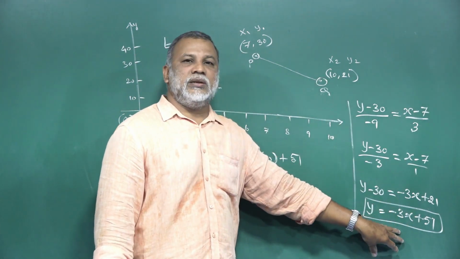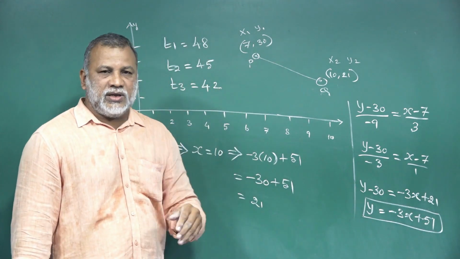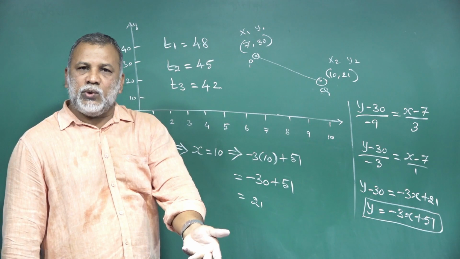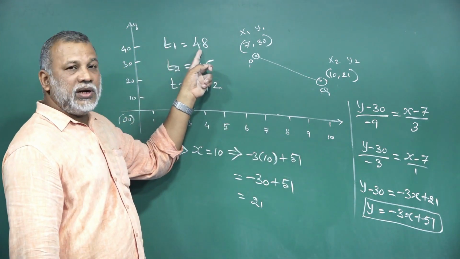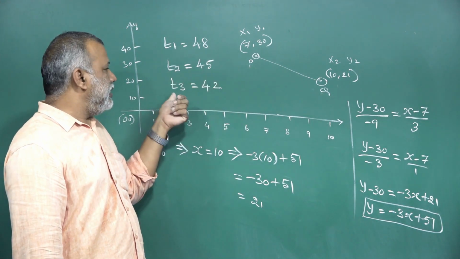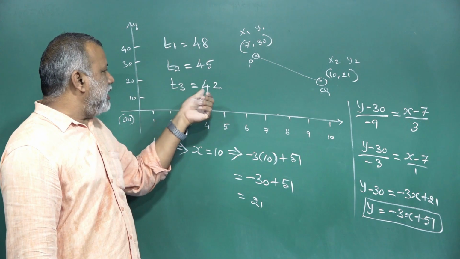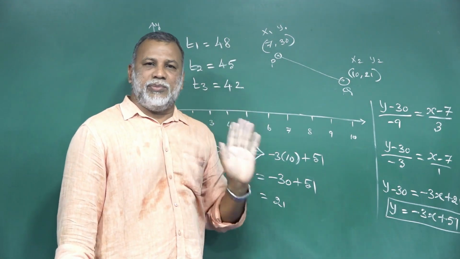In this equation, we have to use the logic: x is the number of terms, y is the value of the term. Substitute x equal to 1, that means T1 equal to 48. x equal to 2, that means we get T2 as 45. x equal to 3, that means T3 equal to 42. This is the first 3 terms of this AP.